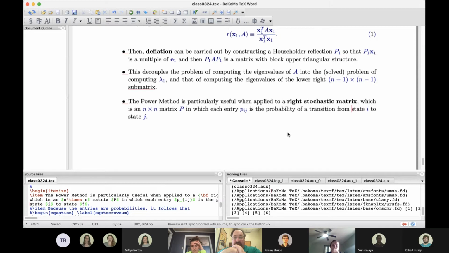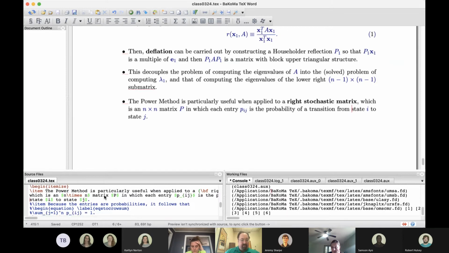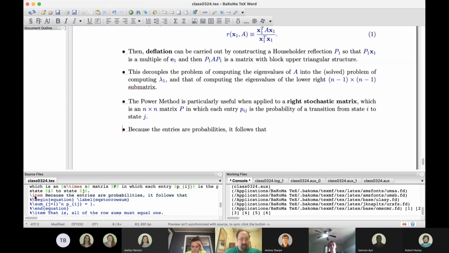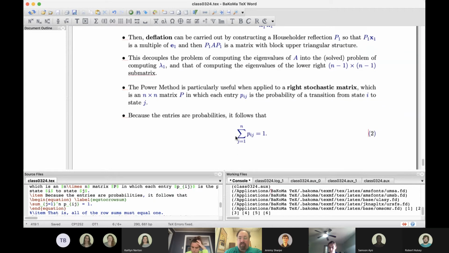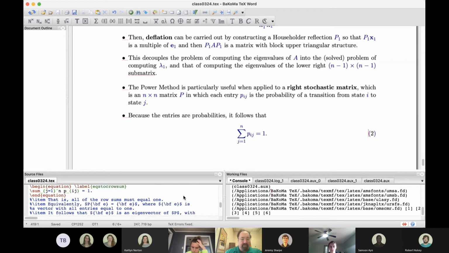Let's suppose the matrix in question is a right stochastic matrix. So what does that mean? That every entry is a probability of a transition from state i to state j. So if you're now at row i, column j, that's what we have here. What makes it a right stochastic matrix, as opposed to a left or a doubly stochastic matrix, is that the sum of all the probabilities in a row is equal to 1. So each row covers all possibilities.